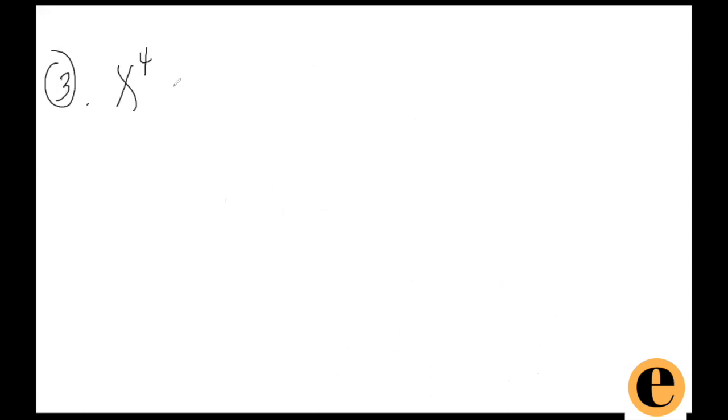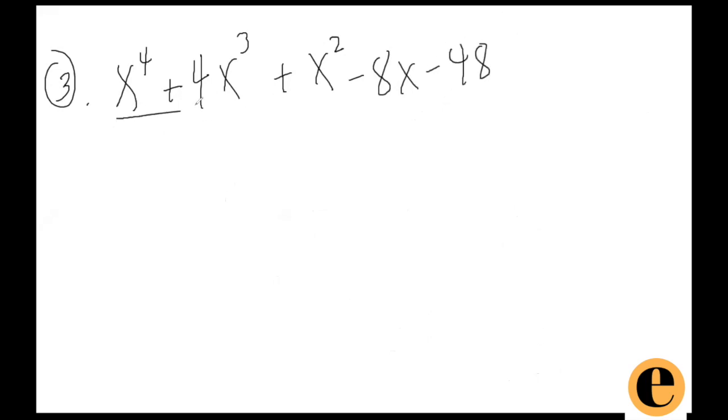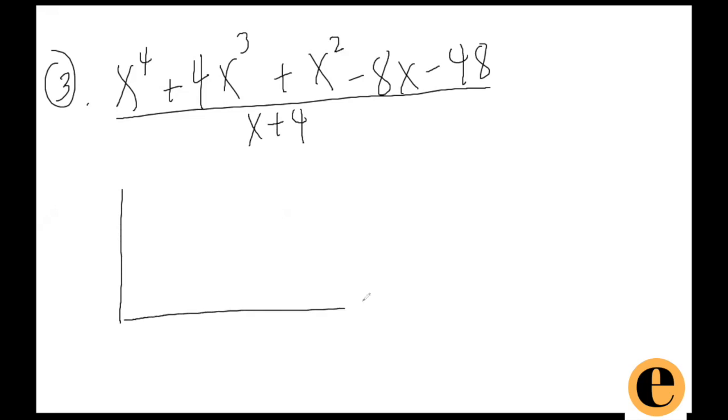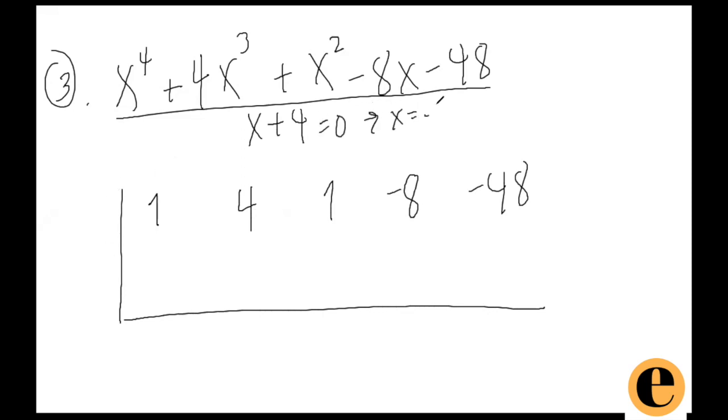Number 3, x raised to 4 plus 4x cubed plus x squared minus 8x minus 48 over x plus 4. Okay, so may kulang ba tayo na term? Wala. So, anong ating coefficients? Here we have 1, 4, 1, negative 8, negative 48. So what's our divisor here? X plus 4 is equal to 0. So x is equal to negative 4. Okay, so again, yung first term, ibababa lang. 1 times negative 4, that's equal to negative 4.